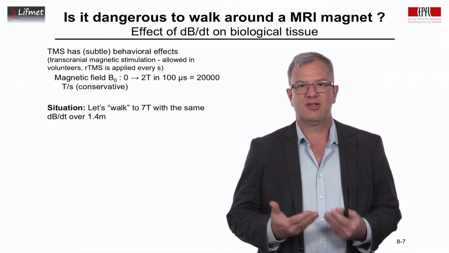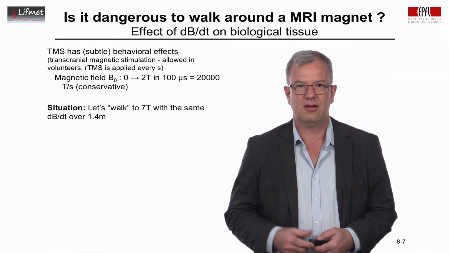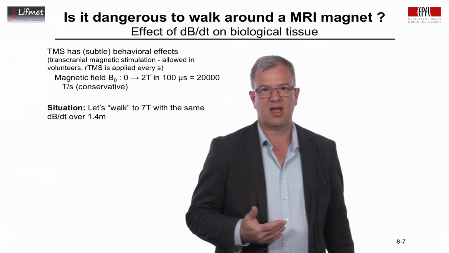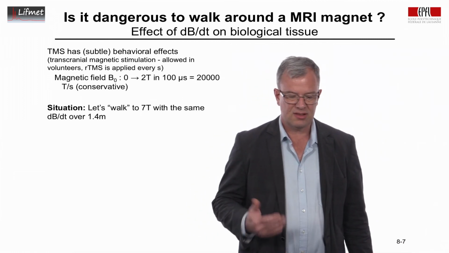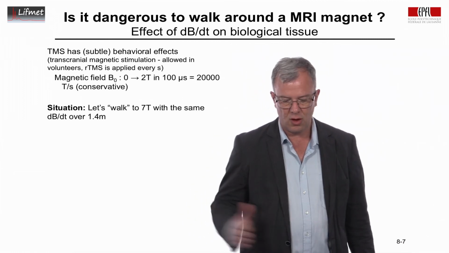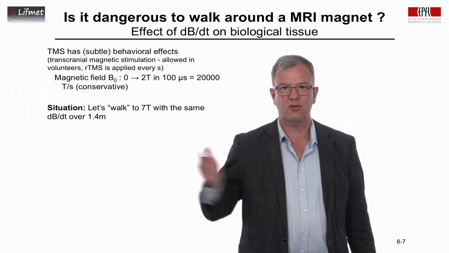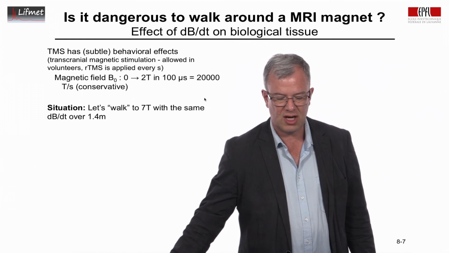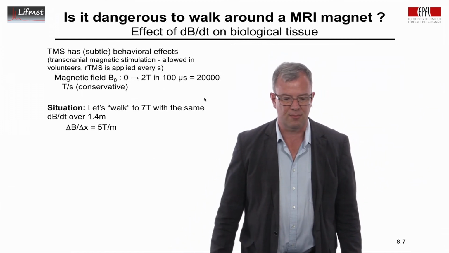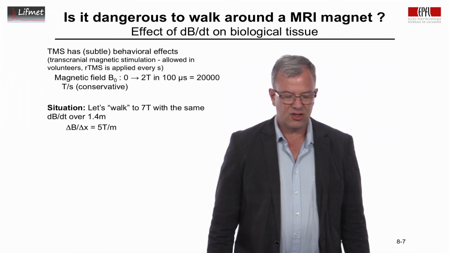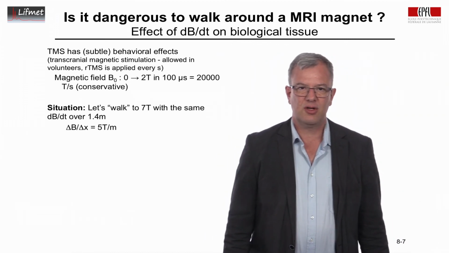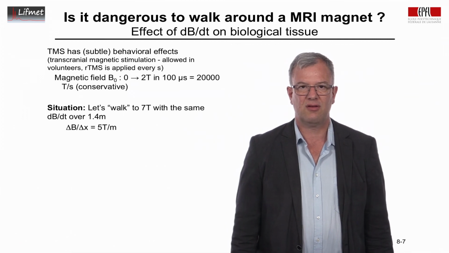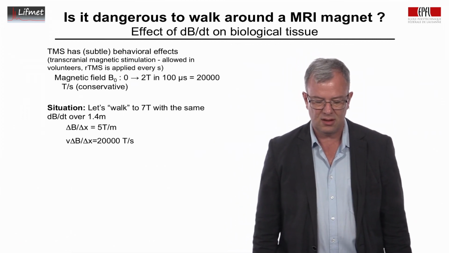To produce a similar change in magnetic field, how fast would we have to walk toward a 7 Tesla scanner over a distance of 1.4 meters? We'll assume we go over 1.4 meters from 0 to 7 Tesla, and we want to expose ourselves to the same change of magnetic field per time. So we have a change in magnetic field per distance, which is 7 divided by 1.4, so this gives us 5 Tesla per meter.